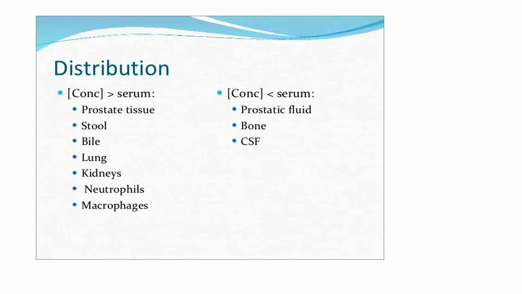Coming to the distribution, as I told you, the post-antibiotic effect is more in fluoroquinolones because they get distributed and stored in these places. The concentration is present in more amount in the prostate tissue, stool, bile, lung, kidneys, neutrophils, and macrophages. While the concentration is very low in prostatic fluid, bone, and CSF. Bacteria affecting the systems with higher concentration can be easily eradicated, can be cured.